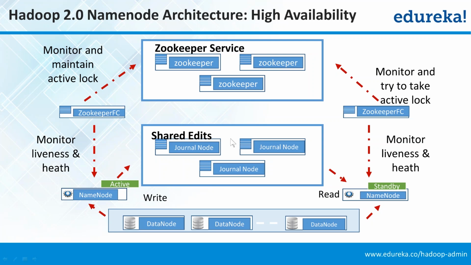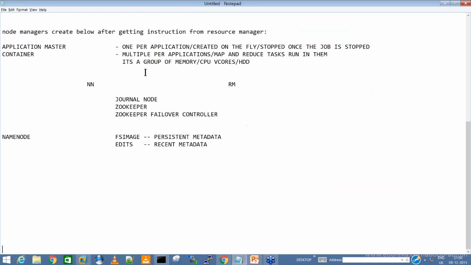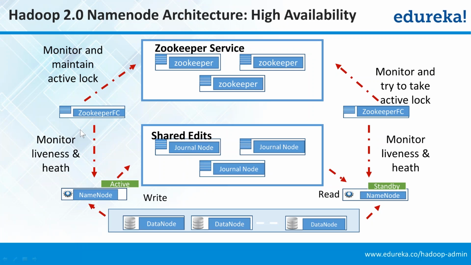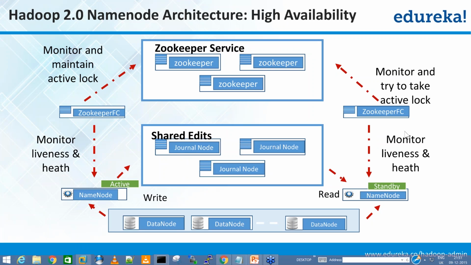But I want to take your focus from here to how the failover is happening. In the case of failover, we have a separate set of daemons called the Zookeeper failover controller. It is a very important daemon in this failover process. Why? Because this failover process monitors liveness and health, and tries to take and maintain the active lock.